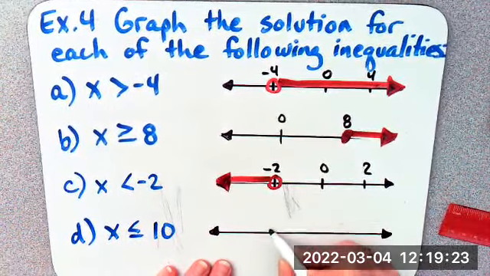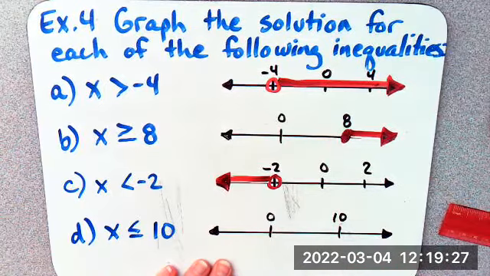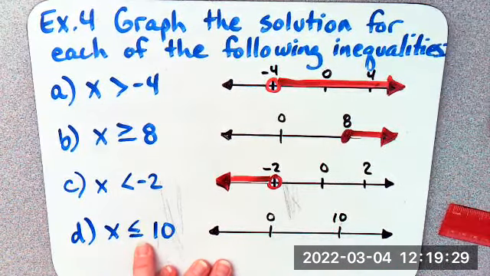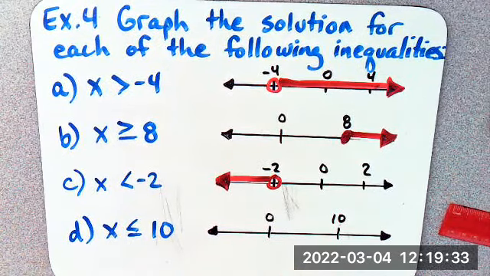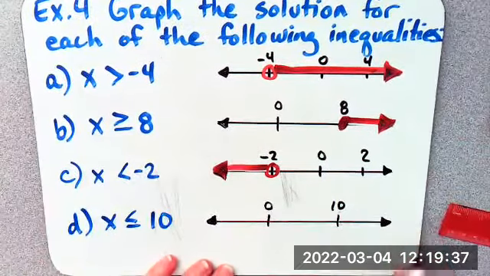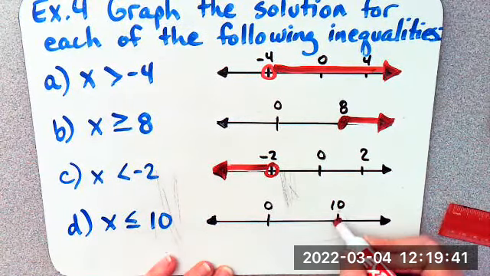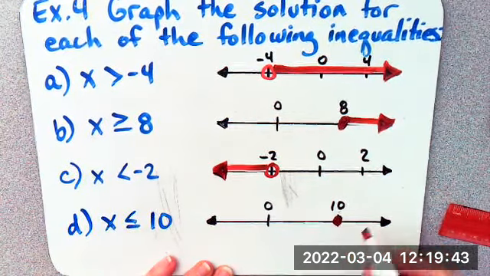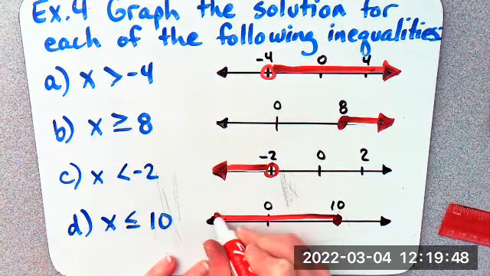All right, so let's go ahead and put a 0 here, a 10 here. Is 0 less than or equal to 10? Why, yes, it is. So that means we're shading towards 0. We also have an equal bar here, so 10 will be included with our inequality solution. And then we are going to shade this direction.